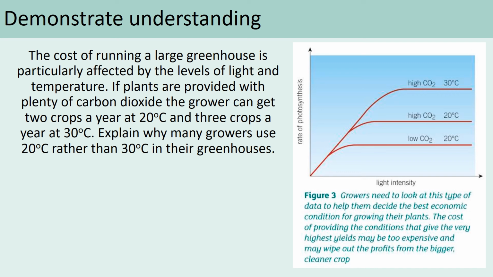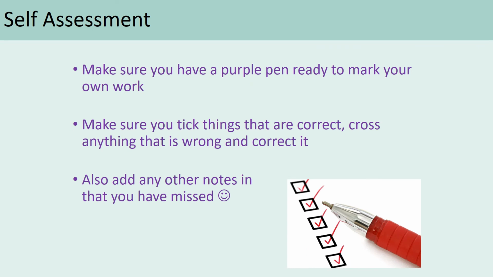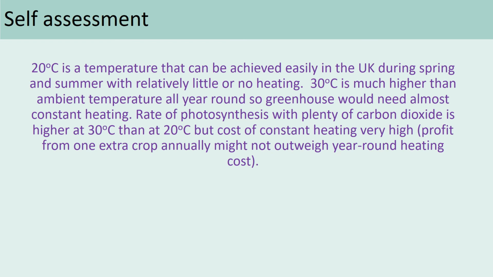Okay, so we're going to go over the answer, and well done to those that realise there's a big clue in the words underneath the graph on that slide. So grab a different coloured pen and tick where you have achieved any of these. So first of all, 20 degrees Celsius in the UK is pretty standard, so it's very easily achieved. You don't need anything to make it 20 degrees Celsius. 30 degrees Celsius is higher than the ambient temperature. So that's talking about the temperature of the environment, temperature outside for that. So to get to 30 degrees Celsius, you're going to need a heating system.